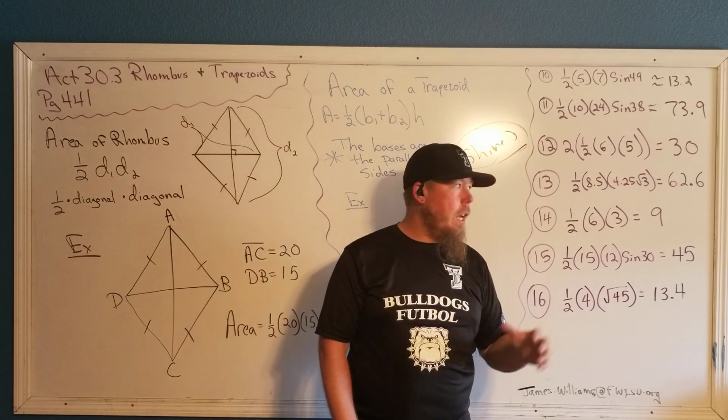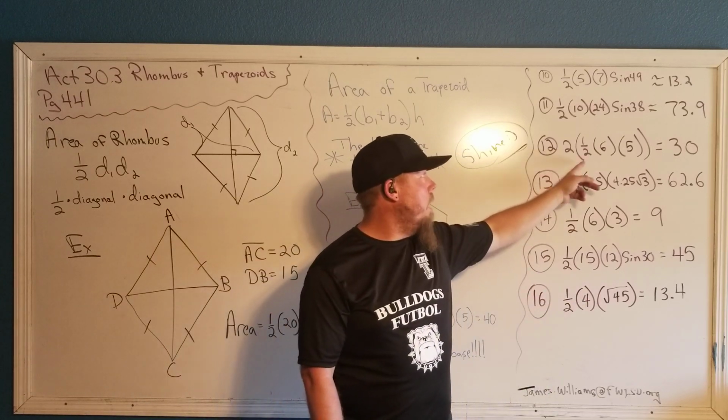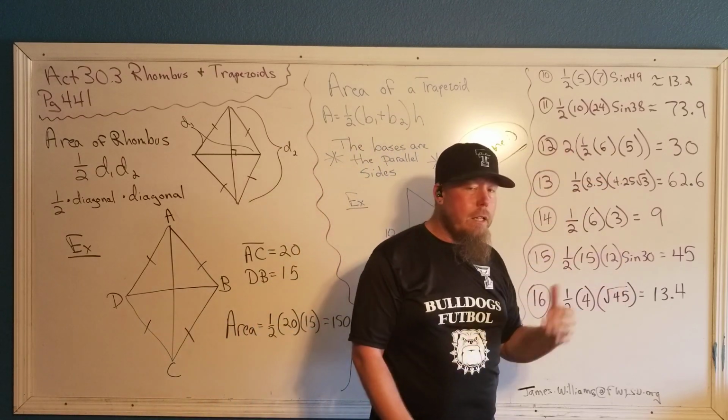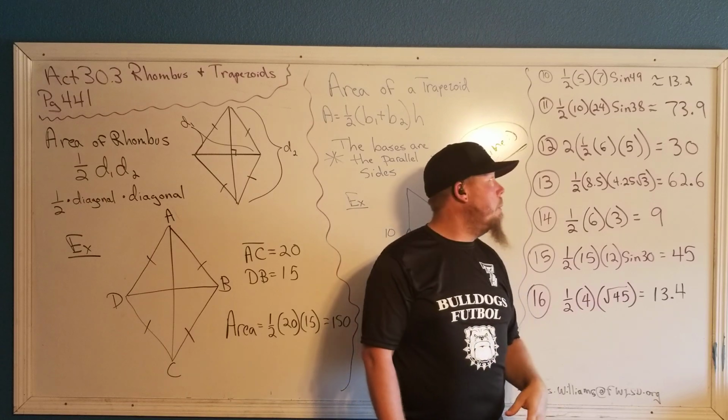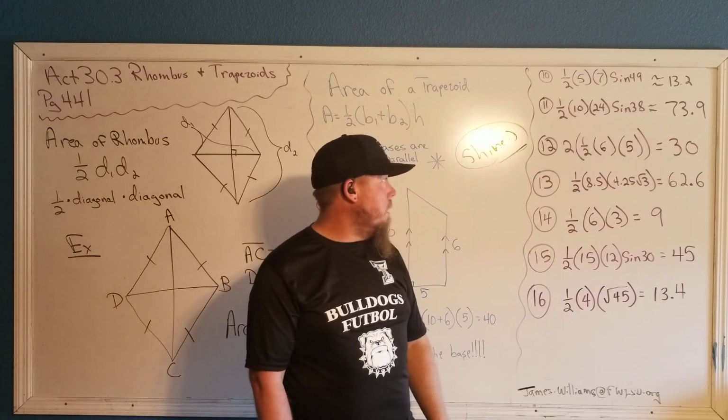Number 12, they give you a parallelogram. They say, hey, use the idea that you've got some triangles here and find the area. Well, you have two triangles, so you've got 2 times the formula for a triangle, 1/2 base times height. And so the 2 and the 1/2 cancel each other out. You get base times height, the formula for the area of a parallelogram. And in this case, the area is going to be 30 because it's 6 times 5.